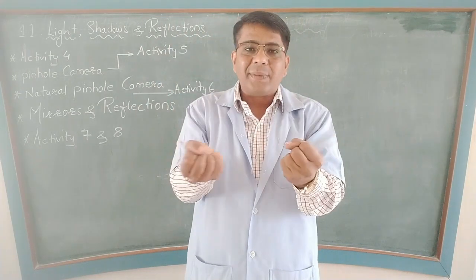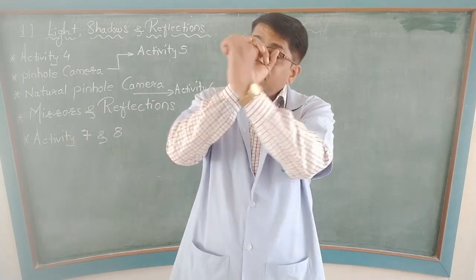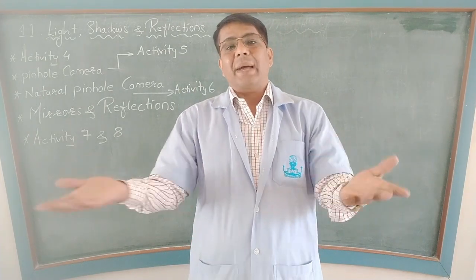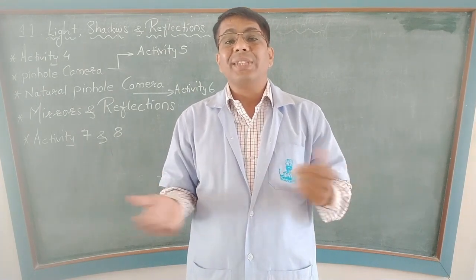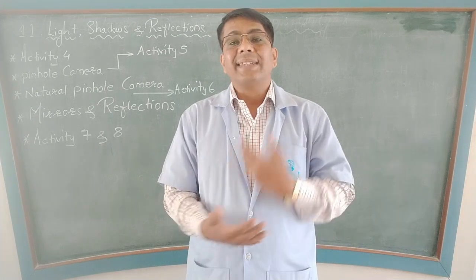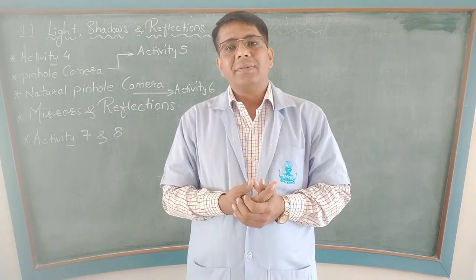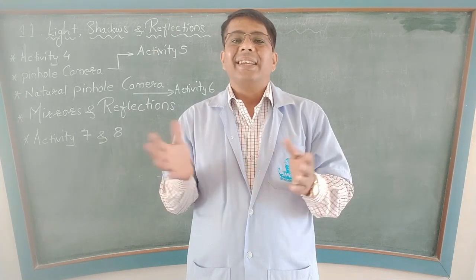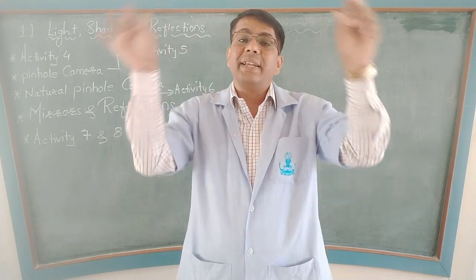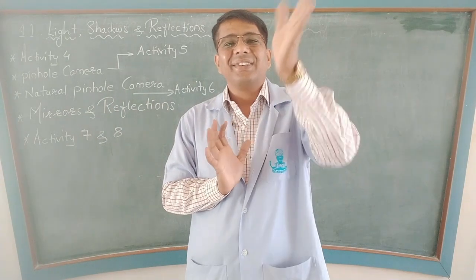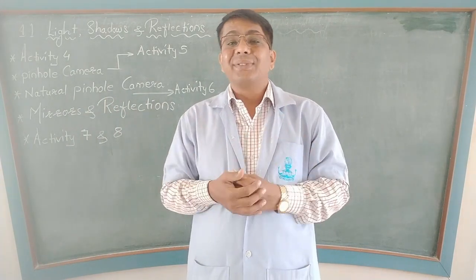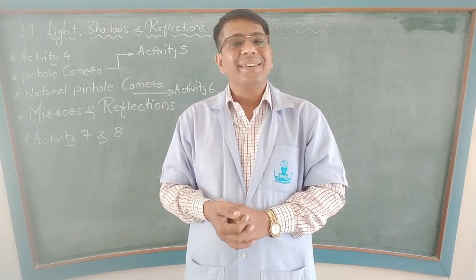Now what you do? Bend that rubber pipe and then try to see what happens. You may not be able to see it. Right? Now why does this happen? This is because light travels in a straight line. So when I bend that rubber pipe, light did not travel in a straight line, and so I was not able to see the candle.